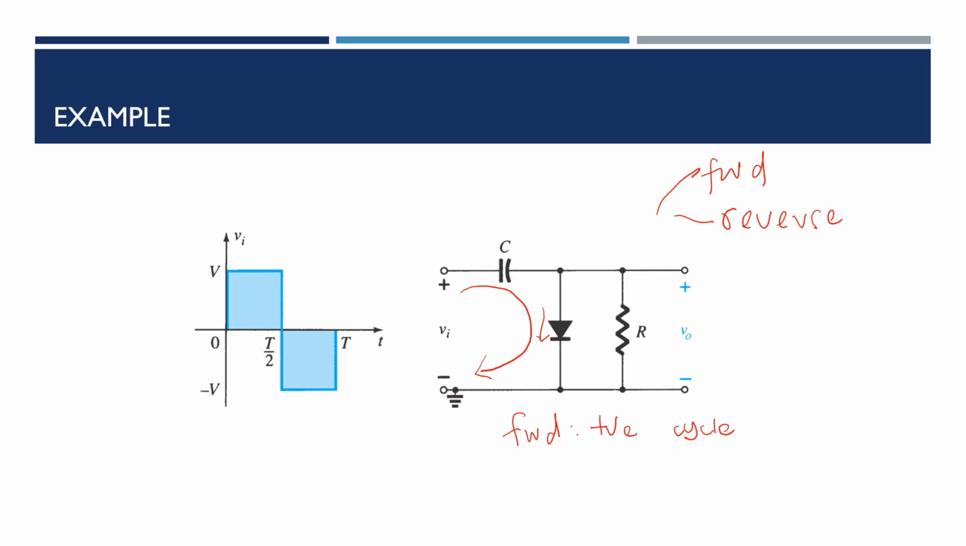So next, for the negative cycle, we need to change the polarity of our input here. So here it will become positive and here will be negative. So the current direction is from positive to negative. And if you look here, the direction of our current and of our diode is not matched. So during the negative cycle, our circuit will act as a reverse.